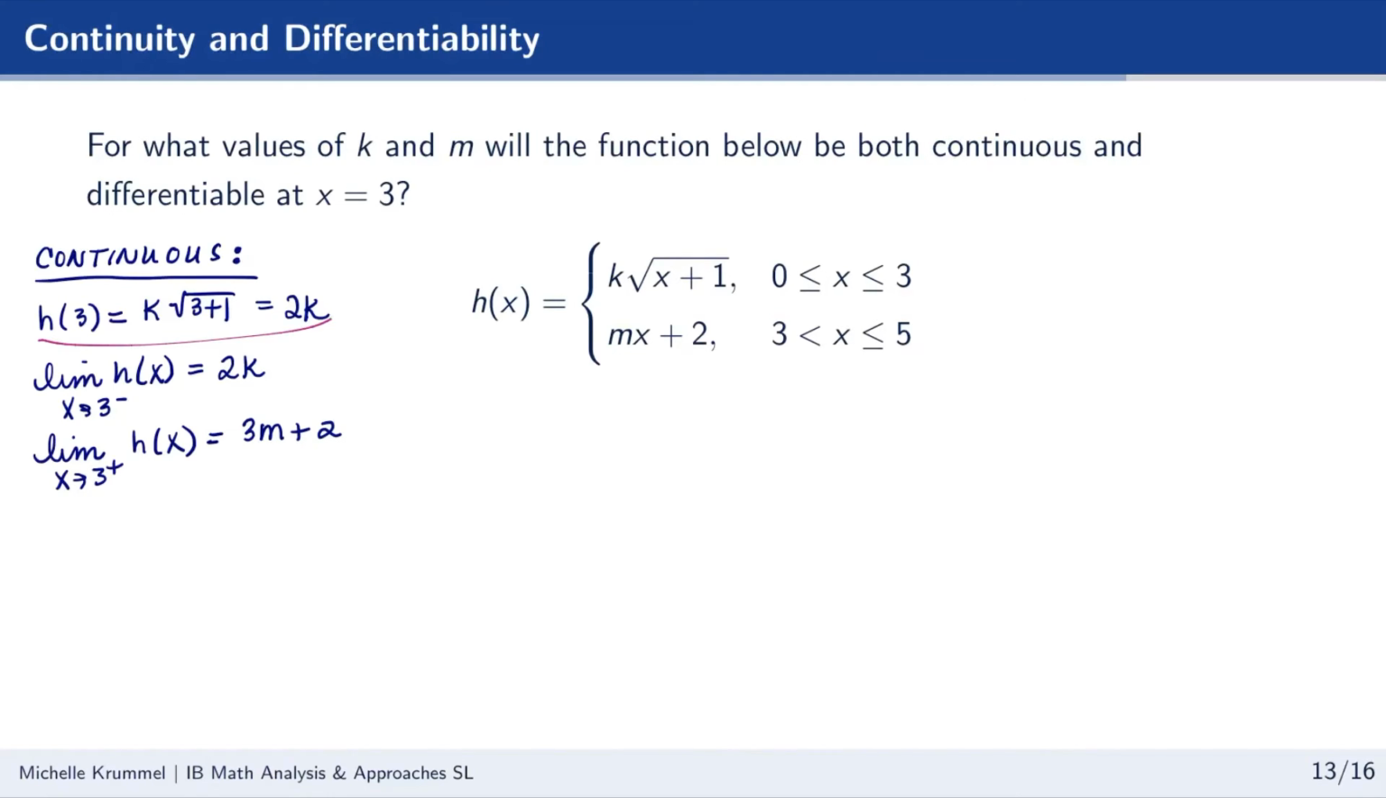Make sure you don't skip this step here. Continuity has a 3-part definition. If you skip finding h of 3, you could have a removable discontinuity, so you have to show that you're checking for that. Okay, so in order for this to be continuous, 3m plus 2 must equal 2k. Now that's not enough information for us to solve for m and k just yet, so let's move on to differentiability.